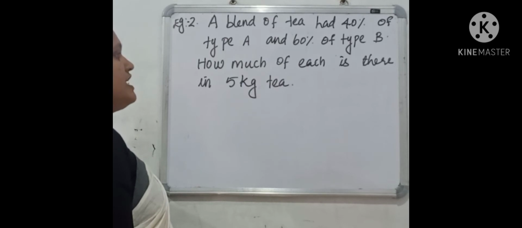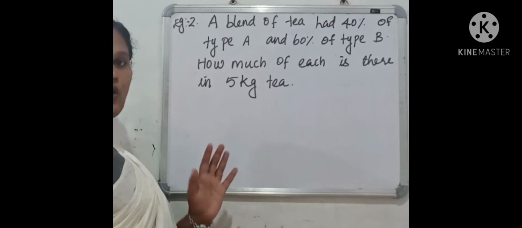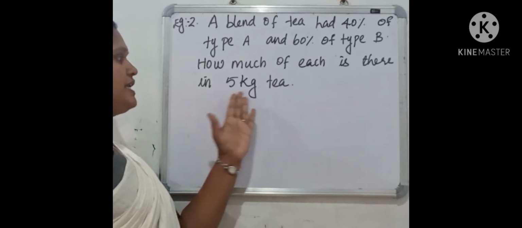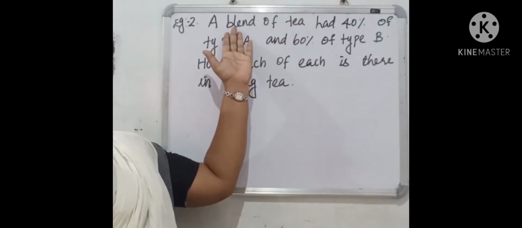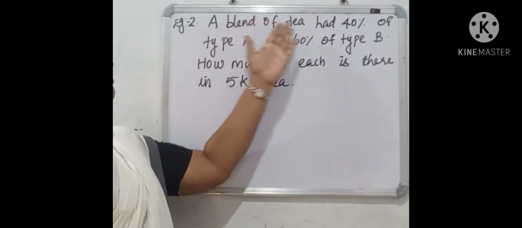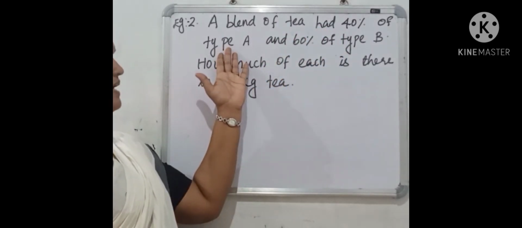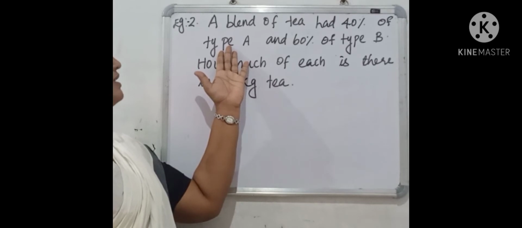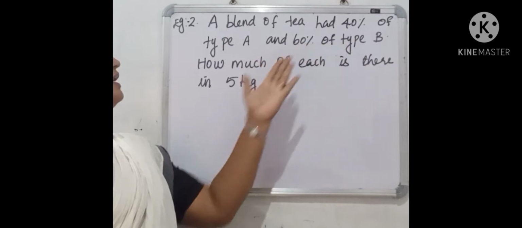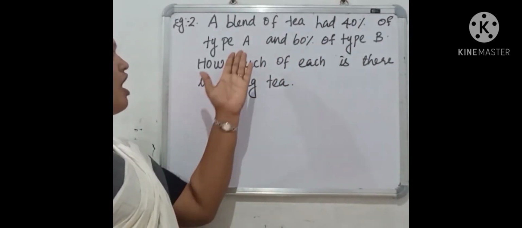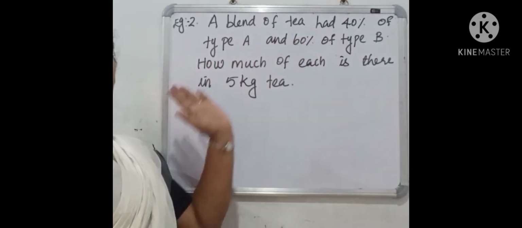Example 2. A blend of tea had 40% of type A and 60% of type B. How much of each is there in 5 kilogram tea? Total how much tea? 5 kilogram tea. Blend means mixed together. 40% is type A and 60% is type B.